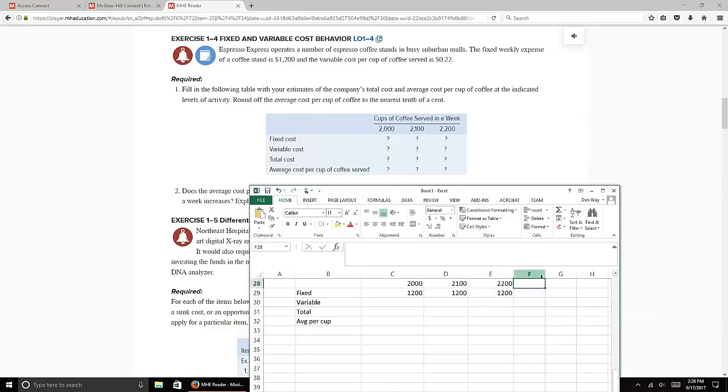And just to be explicit about what we're saying here, at a level of 0 cups of coffee served, that's going to be $1,200. Got to pay my rent even if I don't ever open the store, for example.